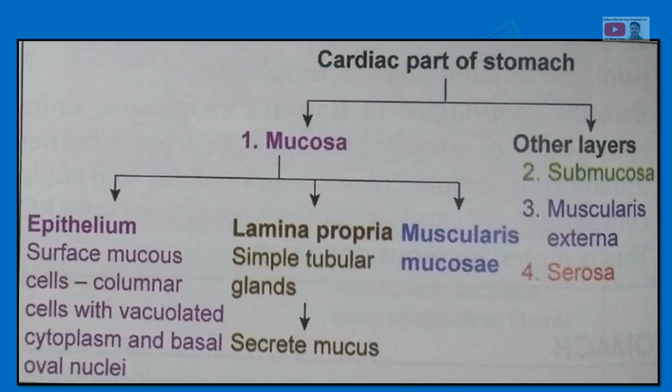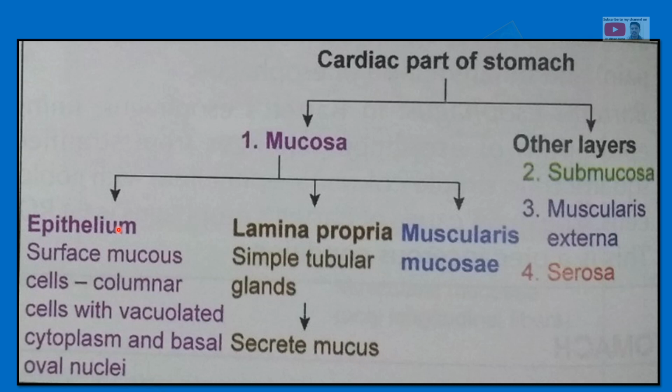Now this chart shows the different histological pictures of the cardiac part of the stomach. As we have already discussed, the most interior layer is known as the mucosa, then the second, third and fourth layers are submucosa, muscularis externa and serosa. Further, this mucosa has three layers: the epithelial layer, lamina propria and muscularis mucosa.